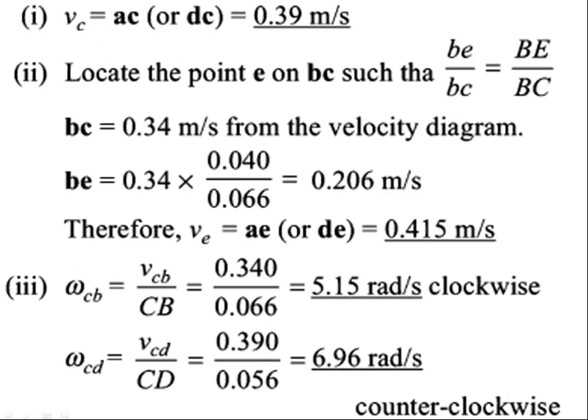So, angular velocity can be calculated: omega CD is equal to VCD by CD. Then 0.39 divided by 0.056. Already the values are known to you, so you get the value in radians per second. Okay.